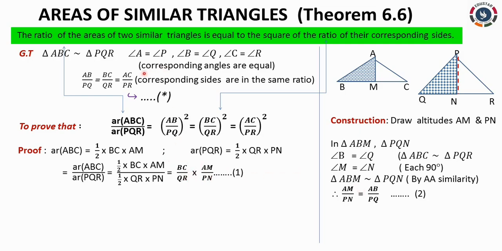Already we have it in the given part. BC by QR also can be replaced by AB by PQ. So in both the ratios we will replace AB by PQ into AB by PQ. We will get AB by PQ the whole square. So this is the thing we want to prove in the RHS.